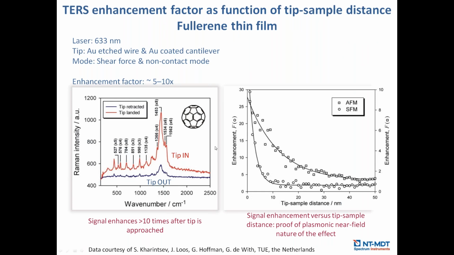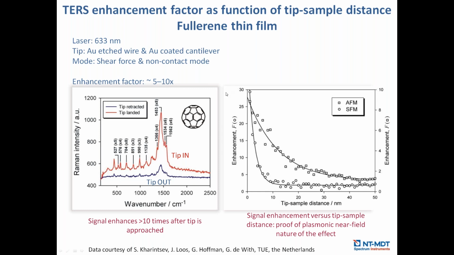So this is an example of point enhancement. Here we have a fullerene thin film and a tip-in, tip-out experiment when such a TERS active probe interacts with the sample and enhances the Raman spectrum of fullerene. We can see in the point we got 5 to 10 times enhancement depending on the particular Raman peak.